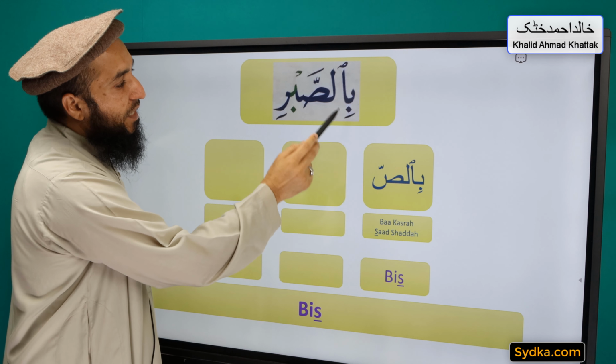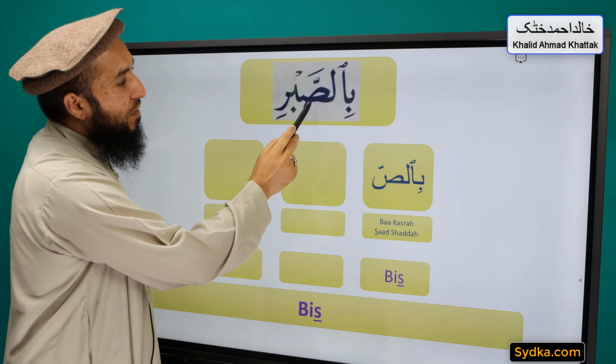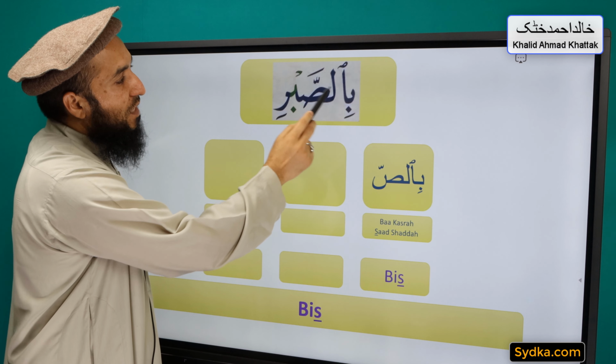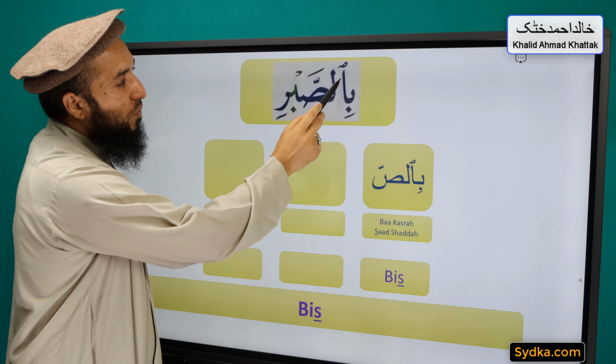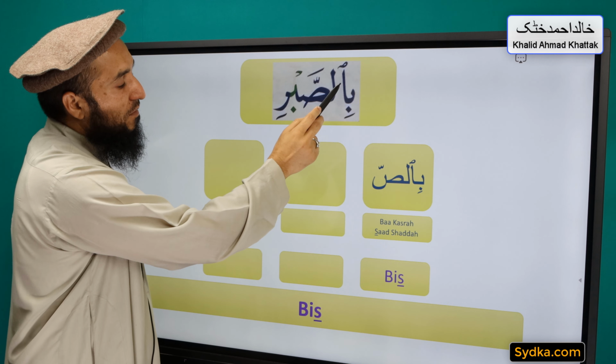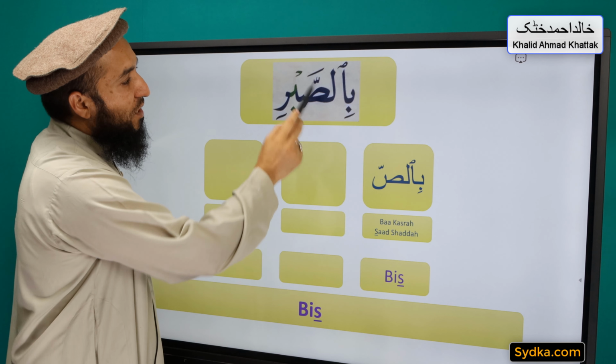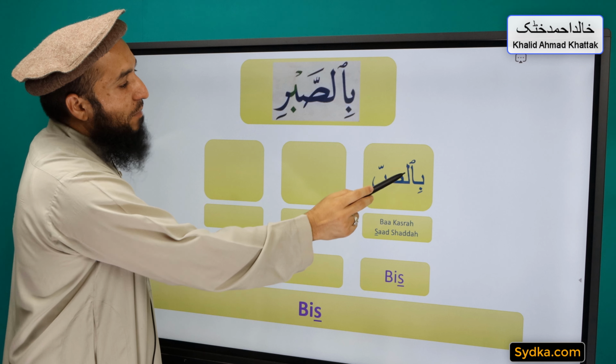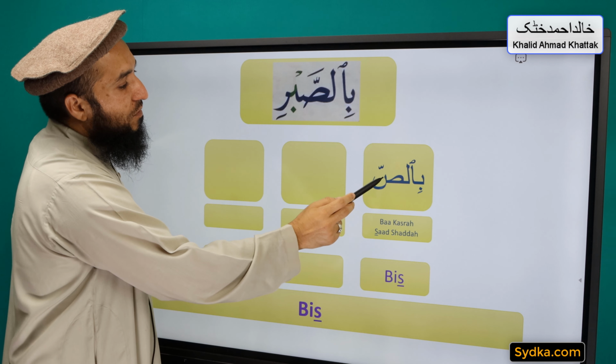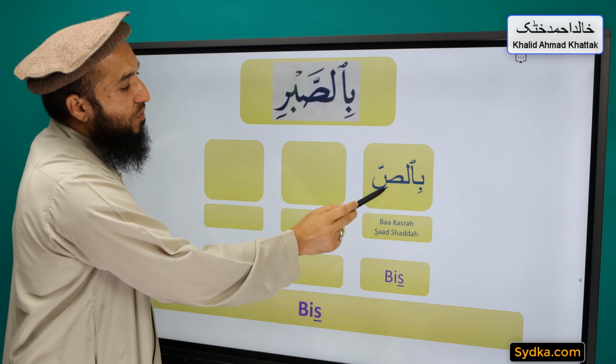Ba is a light letter, it has kasra underneath, it is followed by sad, sad has a shadda. This lam is silent and this alif is called hamzatul wasl, connecting hamza, and it is silent as well. Ba kasra sad shadda bis.